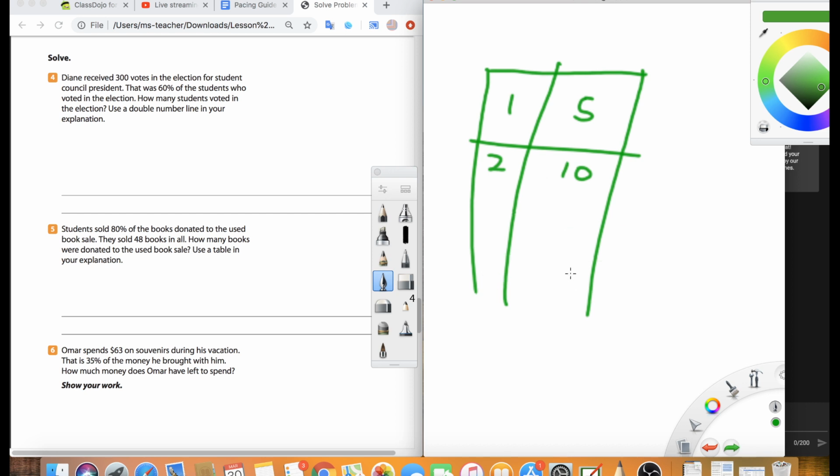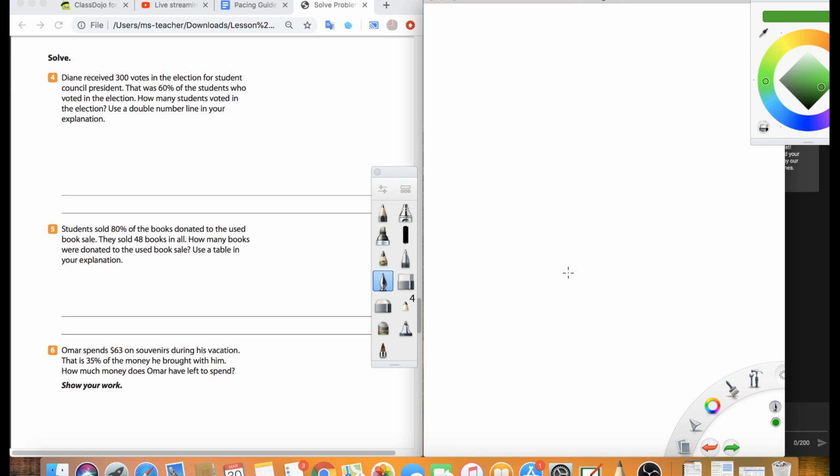It says students sold 80% of the books donated to the used book sale. They sold 48 books in all. How many books were donated to the used book sale? Now, again, this is a part. You know what? No, I don't want you to use a table. I want you to get used to this trick right here. So let's do the trick I told you in the beginning.